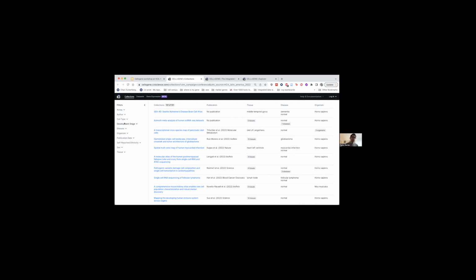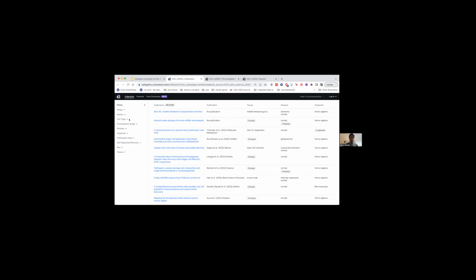For example, you may know of a specific publication, but you don't necessarily know what the name of the collection is. So I can look for specific authors and try to see if we have any data from those authors. And here we have three collections from Edlin.